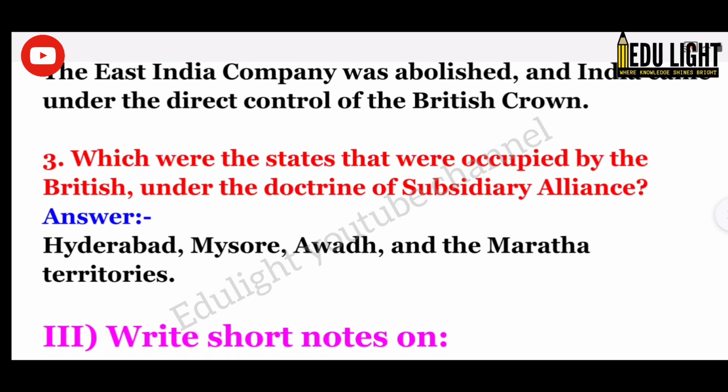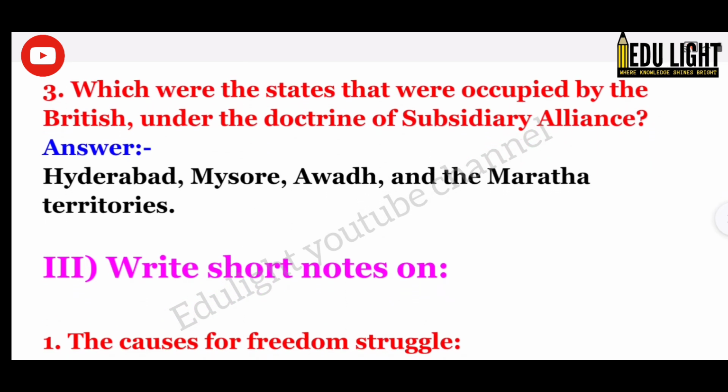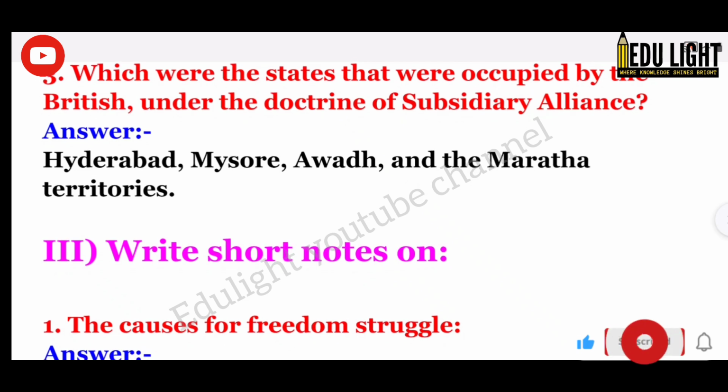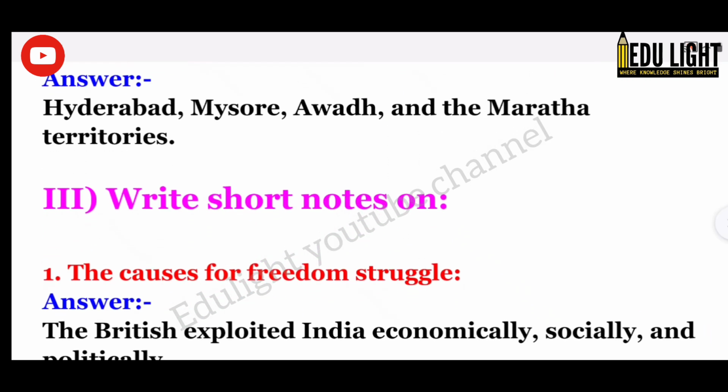3. Write short notes on 1. The causes for the freedom struggle. Answer. The British exploited India economically, socially, and politically. High taxes were imposed on farmers and artisans.